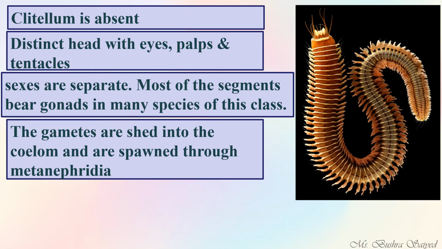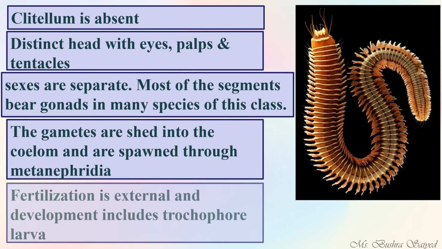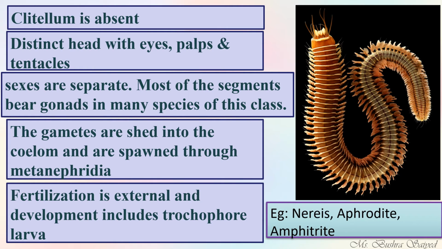The gametes are shed into the coelom and are spawned through metanephridia. Spawn means it is released into the environment through the metanephridia, that is the nephridiopore. Fertilization is external and development includes trochophore larva. Examples of this class include Nereis, Aphrodite and Amphitrite. These three are the examples in our syllabus also.